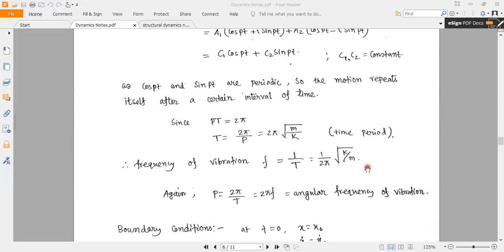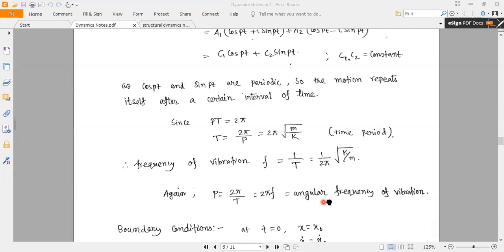Now when you multiply 2 pi with this frequency of vibration, it will be a rotational case, angular case. So that is called angular frequency of vibration. So 1 by t into 2 pi, this is nothing but the angular frequency of vibration.